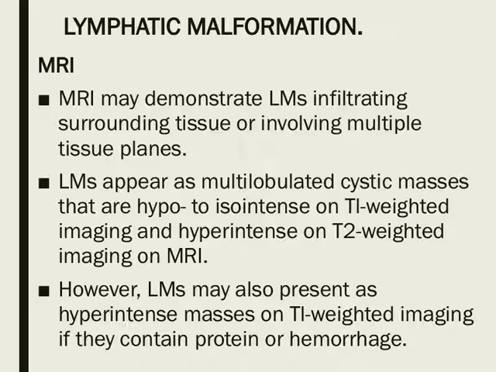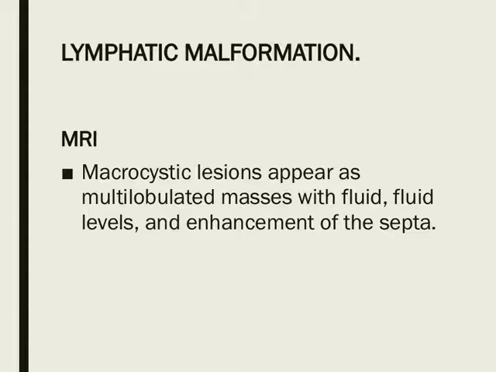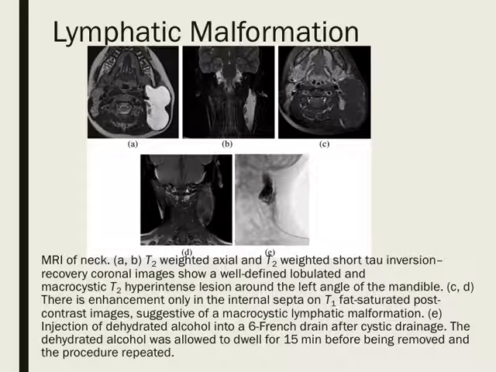On MRI, the lymphatic malformations can be infiltrative, so the surrounding tissues may be involved, and you can see the other planes that the lesion has infiltrated into. As we mentioned, they are cystic in nature, so they are going to be dark on T1 and bright on T2. But depending on protein and hemorrhage in it, you can have high signal within it on your T1. With the macrocystic, you can have fluid levels and septations within it.